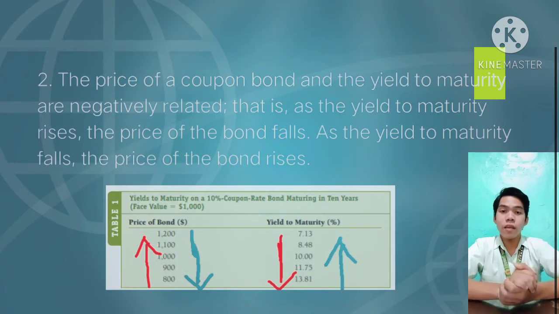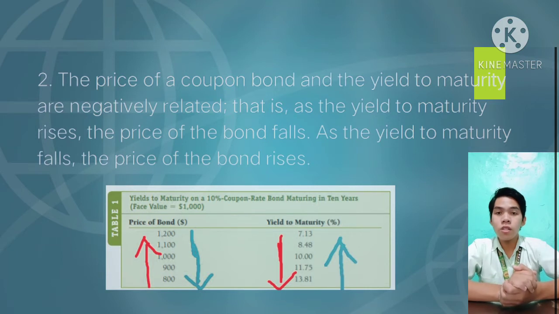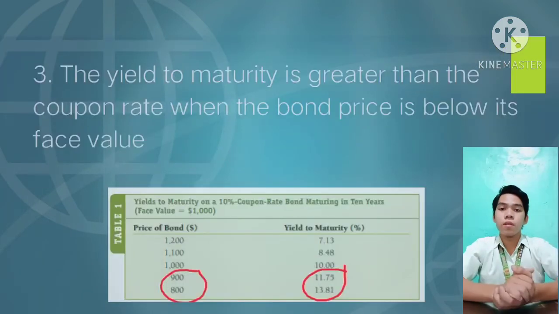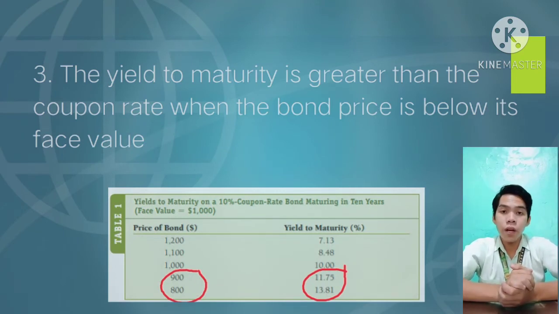Second, we can see in the table that the yield to maturity and the price of the bond are negatively related. That is, if the yield to maturity increases, the price of the bond decreases, and if the yield to maturity decreases, the price of the bond increases. Therefore, we can see that both are inversely proportional to each other. Lastly, we can observe that the yield to maturity is greater than the coupon rate when the price of the bond is below its face value.